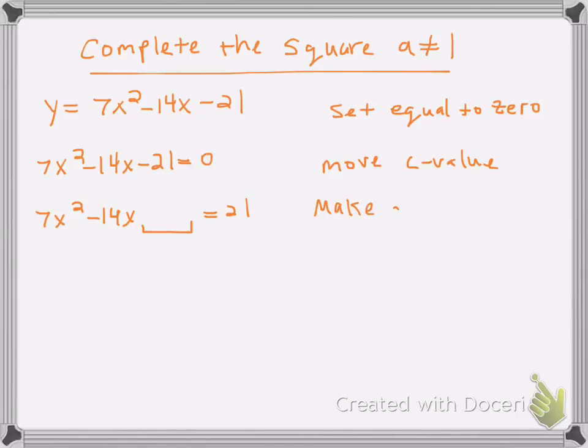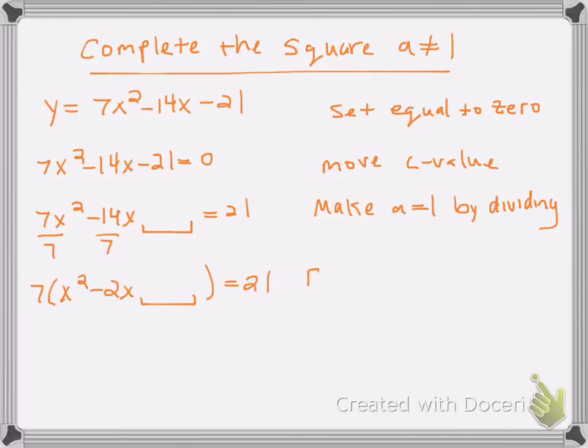Now the next thing we want to do is make that a value equal to 1. The way we're going to do that is we're going to divide by 7, so you're going to rewrite that as 7 times x squared minus 2x, once again leaving a little bit of space, equal to 21. Awesome. So now we've moved the c value and made our a value 1, so we can actually do some completing the square.